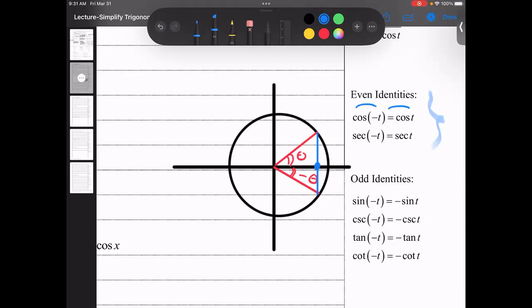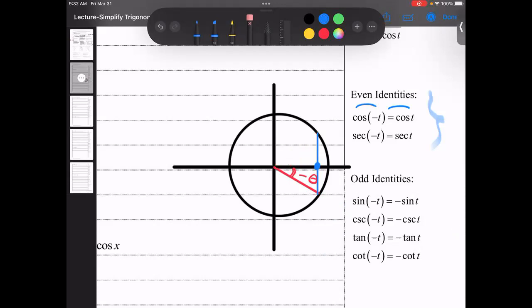The odd ones are sine, cosecant, tangent, and cotangent. You notice all of these contain what function? Sine contains sine. Does cosecant contain sine? Yes. Does tangent contain sine? Cotangent, yes. So all of these functions contain sine, so odd identity. That's how I remember it.